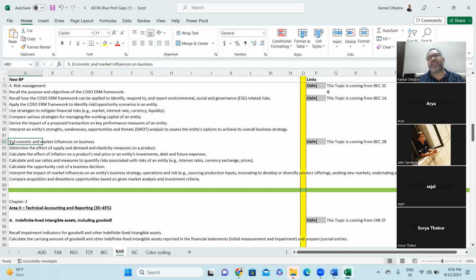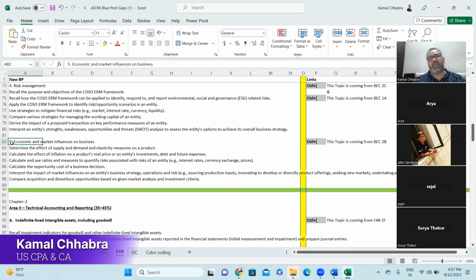For example, change in foreign currency prices. That is also beyond your control, right? Or maybe demand and supply of the product. That may also not be in your hand, right? Those are external factors on which you do not have any control. What are those factors, how they influence your businesses, and how you need to be careful in mitigating those kinds of risks, we'll be studying in economic and market influence on the business.